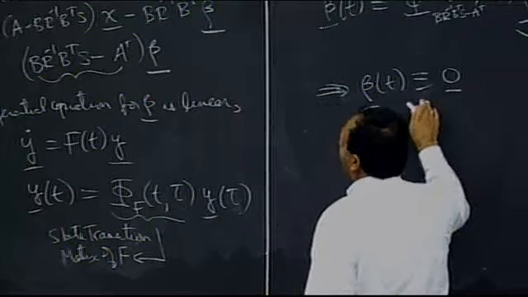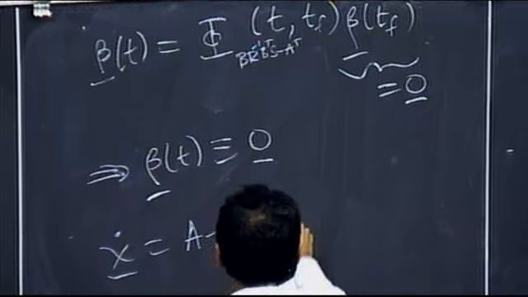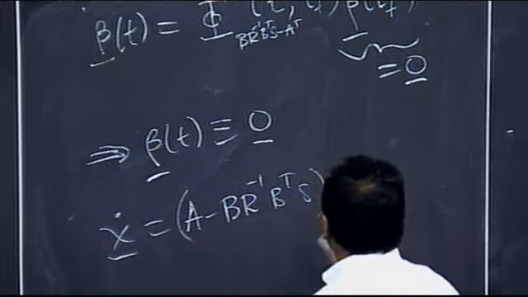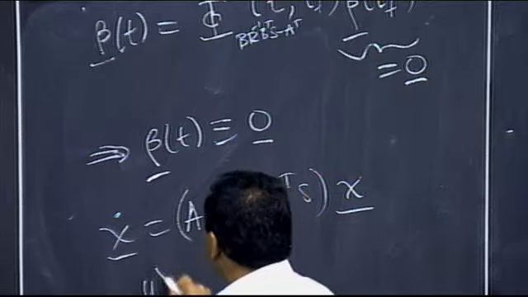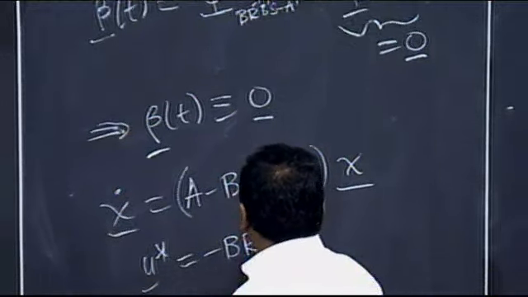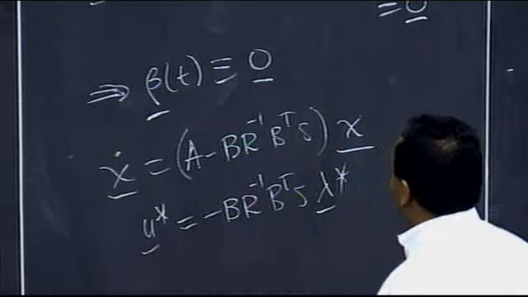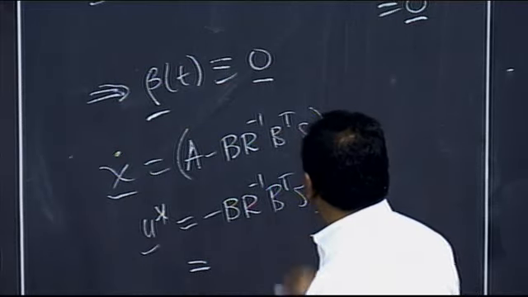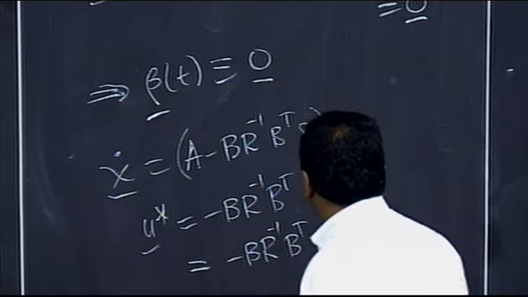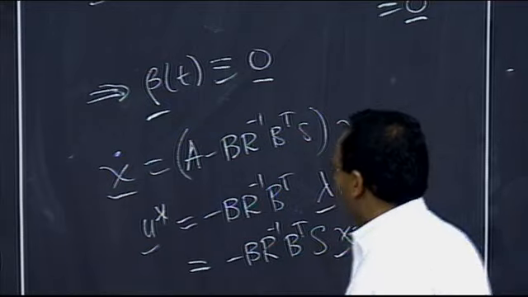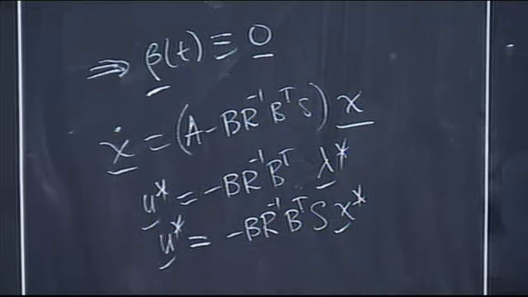If beta is equal to 0, then this says x dot is equal to A minus B R inverse B transpose S times x. And you can see that the optimal control is equal to minus B R inverse B transpose S, which is consistent with what I have up here. I can rewrite that because lambda is equal to S times x. I get minus B R inverse B transpose times S times x star. So the optimal control is actually a feedback law.